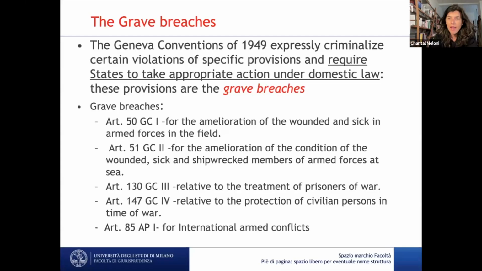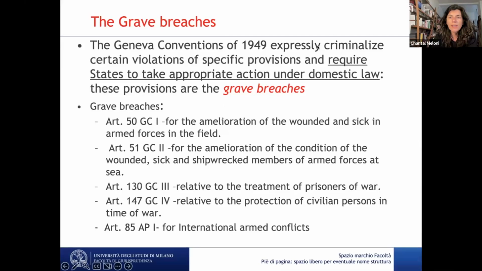We don't have any provision regarding grave breaches in Additional Protocol II, because at the time when it was drafted, the idea was still that the grave breaches regime had to do with international armed conflicts, and there was just one provision, common Article 3 in the Geneva Conventions, regarding non-international armed conflicts.